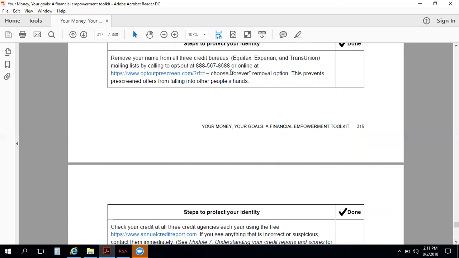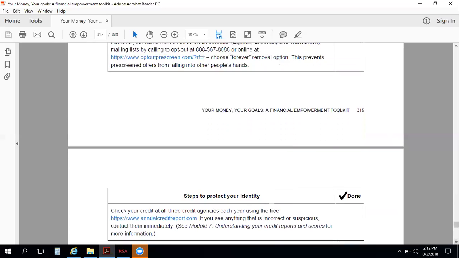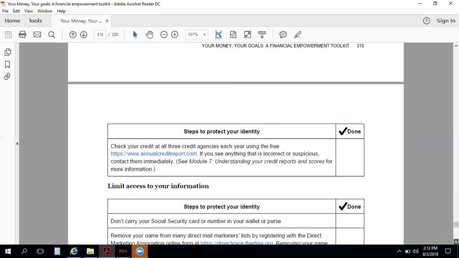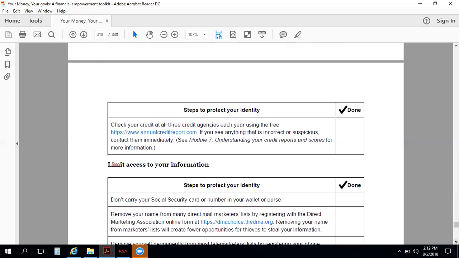So remove your name from all 3 credit bureaus' mailing lists: Experian, Equifax, TransUnion. That would allow you to not receive as many pre-screened offers, and it would make sure that your name and your address don't fall into the wrong hands. Continue to monitor your credit report at all 3 bureaus at least once a year. We talked about in Module 7 how to access and understand credit reports and scores, and that's something that's also recommended here.